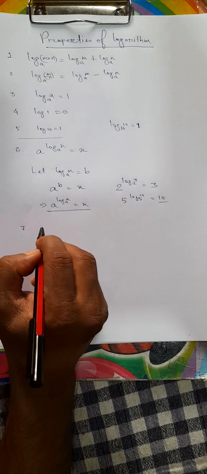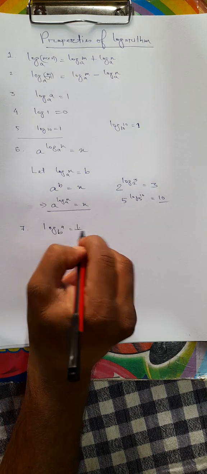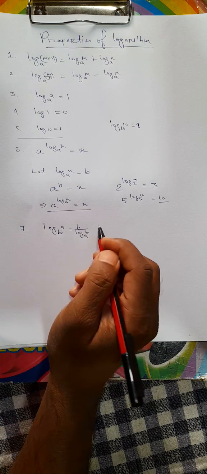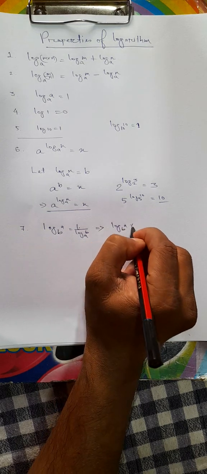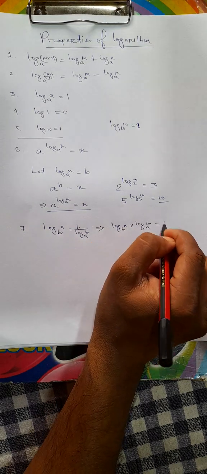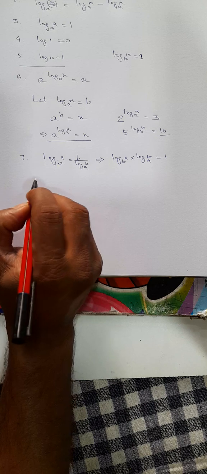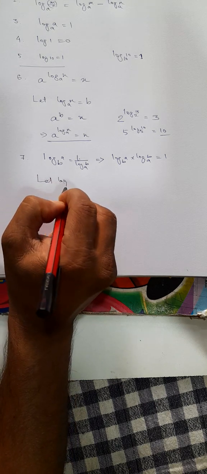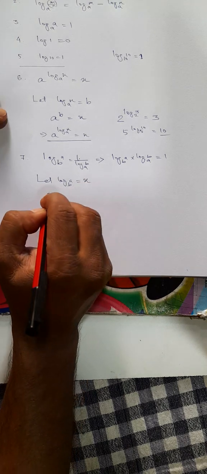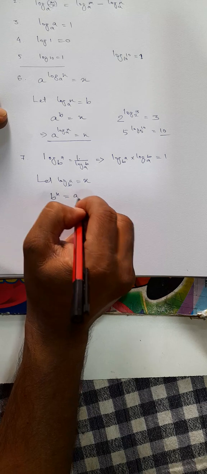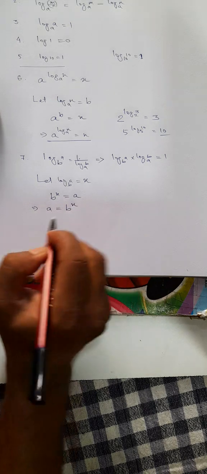Another property we will discuss here: log a to the base b equal to 1 by log b to the base a. Or you can write it as log a to the base b multiplied by log b to the base a equal to 1. So let us prove this property here. Let log a to the base b equal to, suppose, x. So in exponential form you will write it as b to the power x equal to a, or you can write it as a equal to b to the power x.